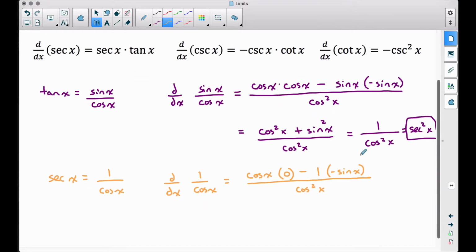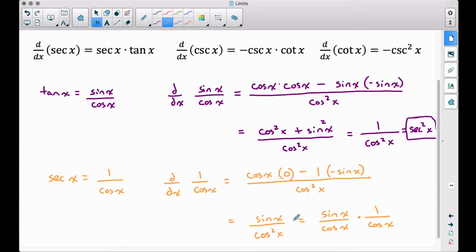Now to make it match this, we're going to do a little bit of manipulation, but check it out. Cosine of x times 0 is all going to be 0. Negative 1 times negative sine of x is going to be positive sine of x. And this is all over cosine squared of x. Now watch what I'm going to do here. I'm going to write one of them as sine of x over cosine of x, and I'm going to multiply this by 1 over cosine of x.